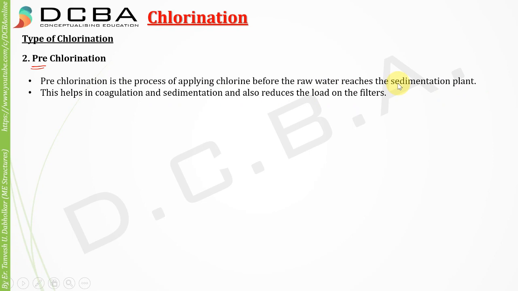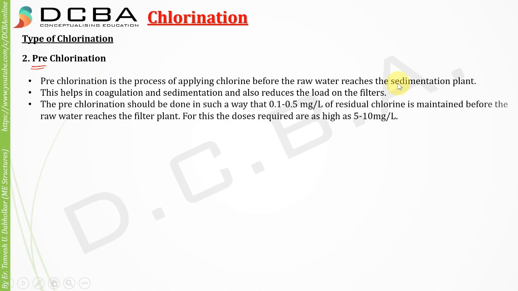So the filtration process becomes much easier when pre-chlorination is done, when the turbidity of the water is very high. Pre-chlorination should be done in such a way that 0.1 to 0.5 milligrams of residual chlorine is maintained before the raw water reaches the filter plant. For this, the doses required are as high as 5 to 10 milligrams per liter.